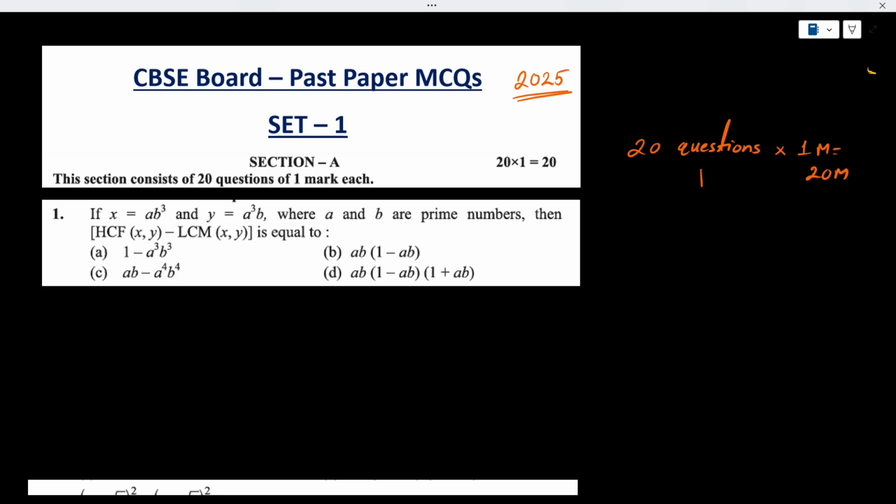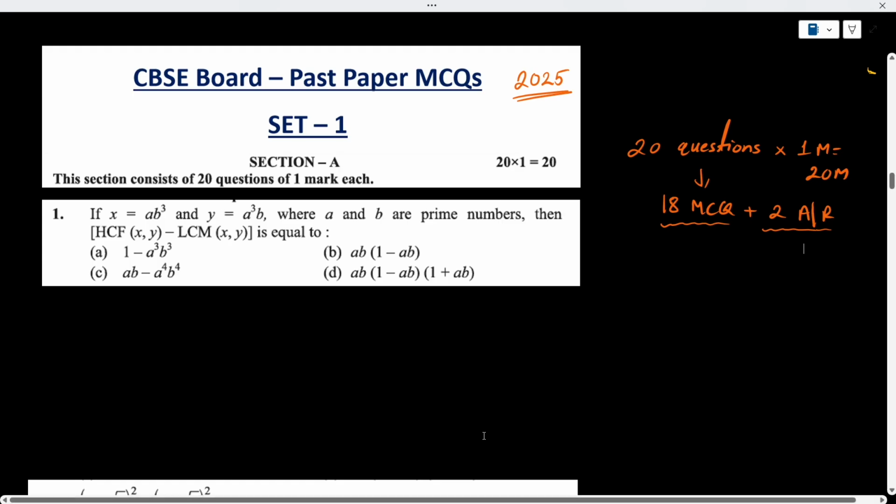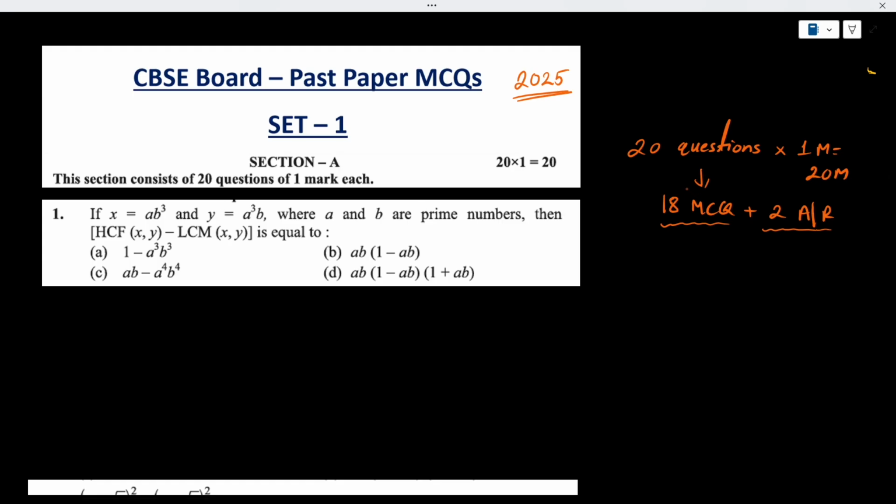Of these, 18 are multiple choice questions, and there will always be 2 assertion and reasoning questions. These 20 questions will be from different chapters. This is very important to score. Generally, you get the subjective questions in the textbook, but you need to practice these objective questions so that you don't lose marks, because in the 80 marks paper it has 25% weightage.